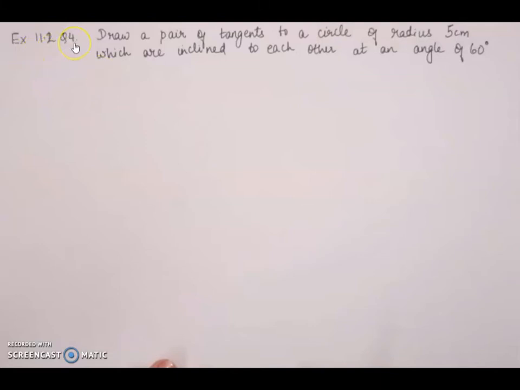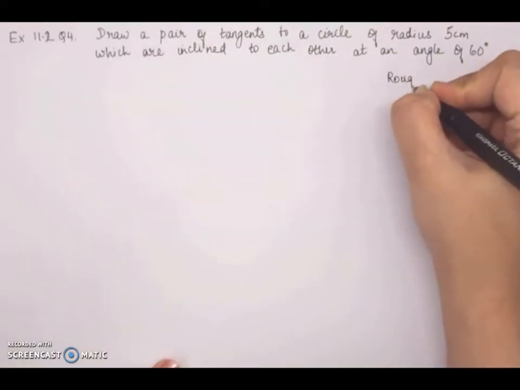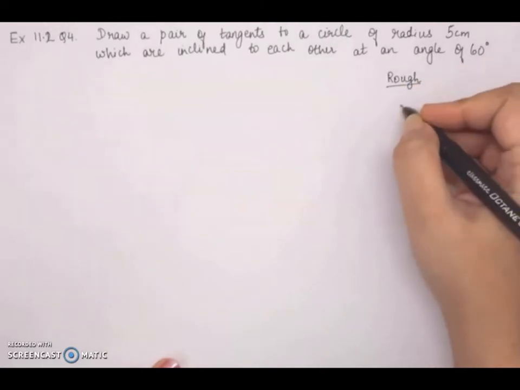Exercise 11.2, question number 4. Draw a pair of tangents to a circle of radius 5 cm which are inclined to each other at an angle of 60 degrees. See the rough figure first.